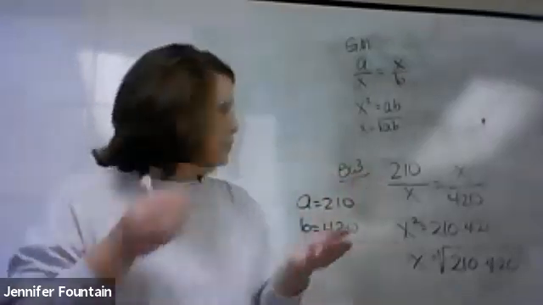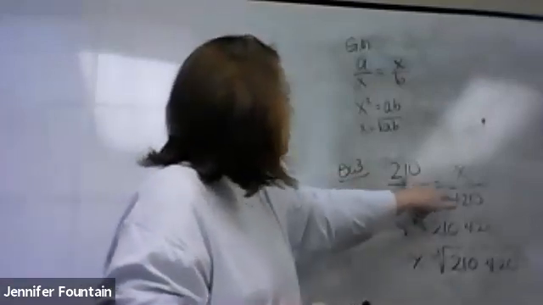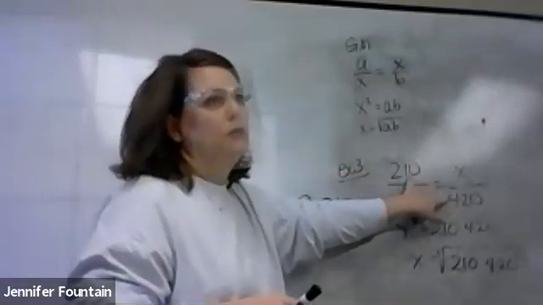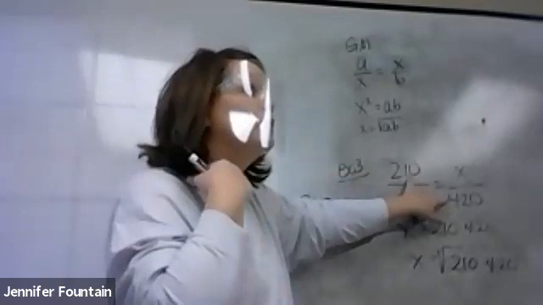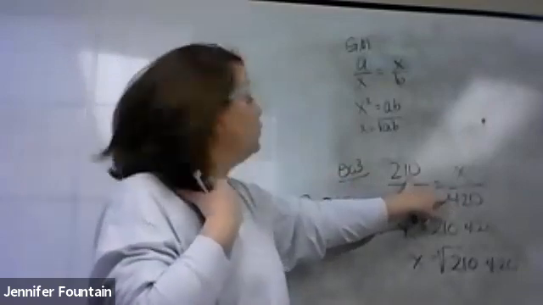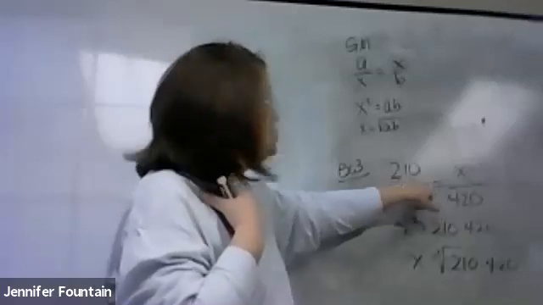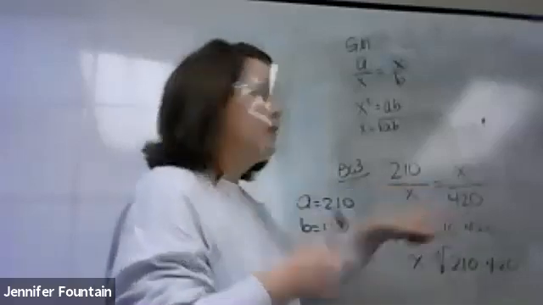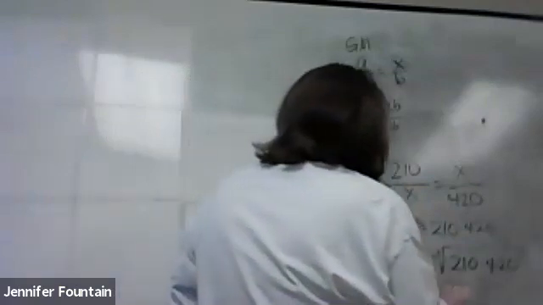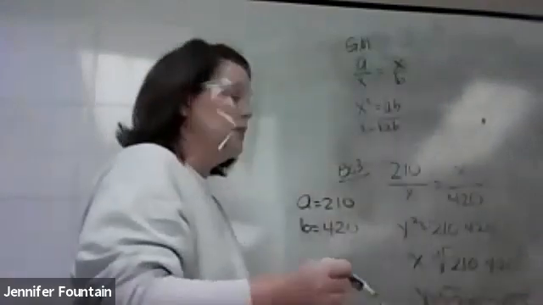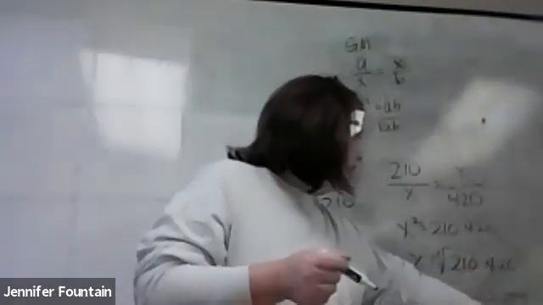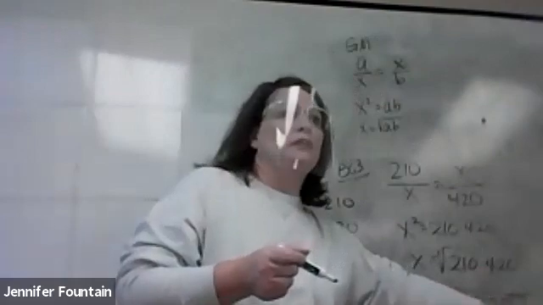So if we look at 210 and 420, what do we notice about those two numbers? They're both divisible by 10. They are both divisible by 10, but look at the relationship of the two. 210 is half of 420, right? So really, I've got X is equal to the square root of 210 times 210 times 2, because 420 is going to be 2 times 210.